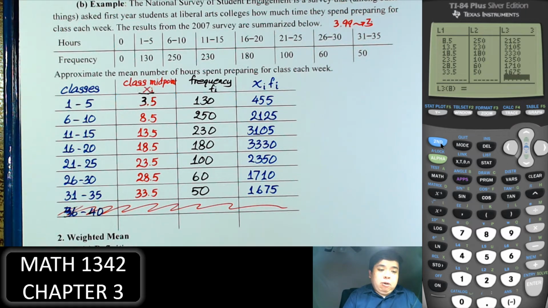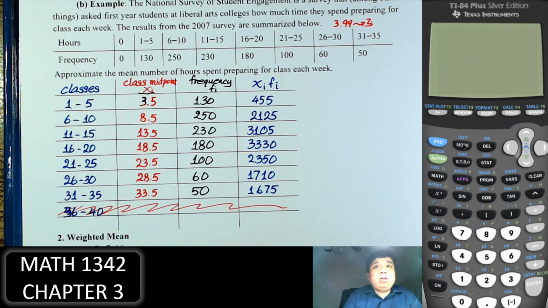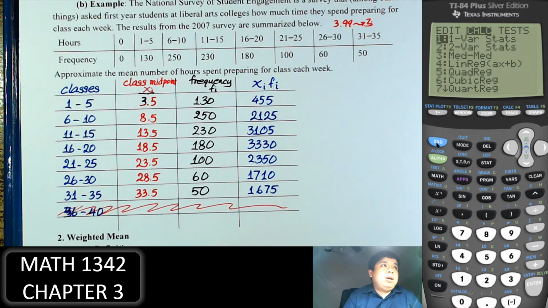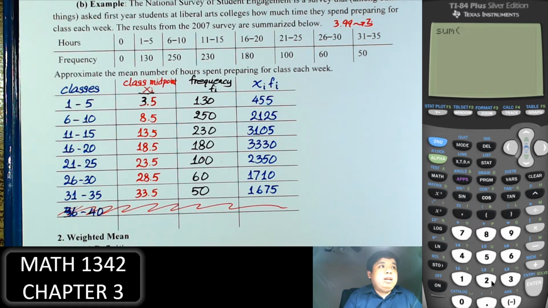Of course, we can add all of that by hand, but there's another option. Go to calculate, second stat, go to math, and option number 5, and we say we're going to add everything on list number 3. Once again, second stat, go to math, option number 5, that's summation, and go to list 3.